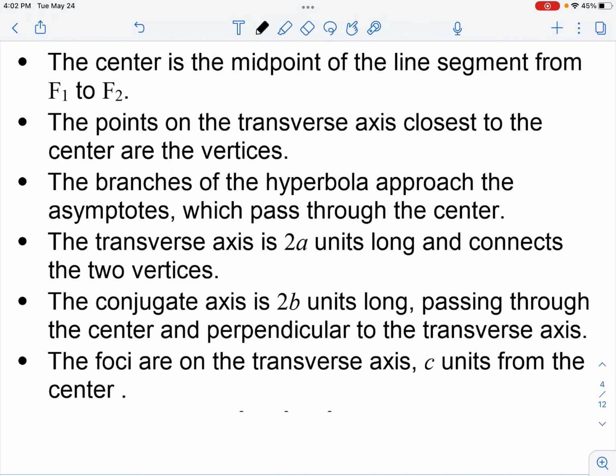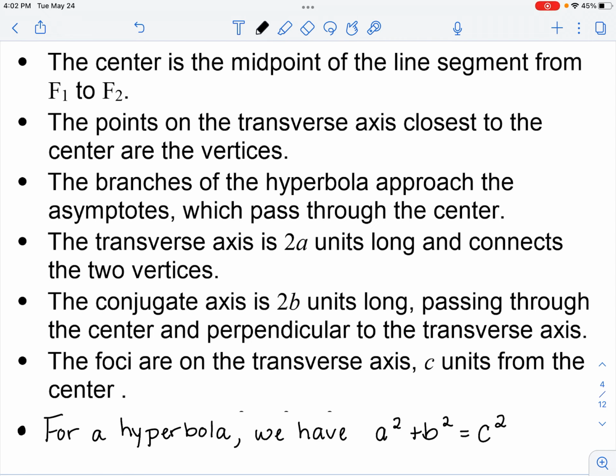And then there's one more bullet point that got cut off here that we're going to fill in, and that is that for a hyperbola, we have a relationship. The relationship between A, B, and C is that A squared plus B squared is equal to C squared. It's back to being the true Pythagorean theorem. So for a hyperbola, when we're trying to compute things for A, B, and C, we're going to use A squared plus B squared equals C squared. All right, in the next video, we're going to talk about standard form of a hyperbola, and then we'll get into some graphing. See you there.